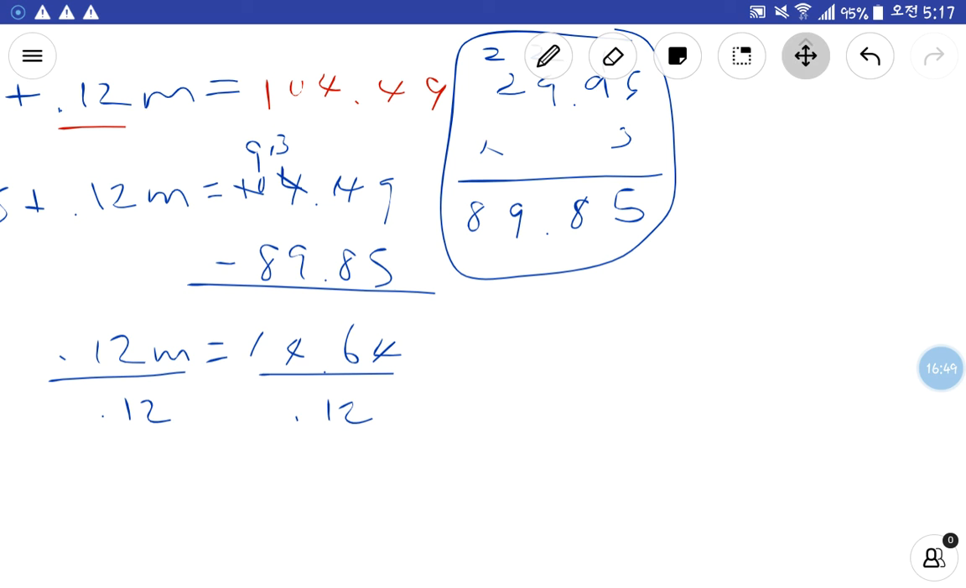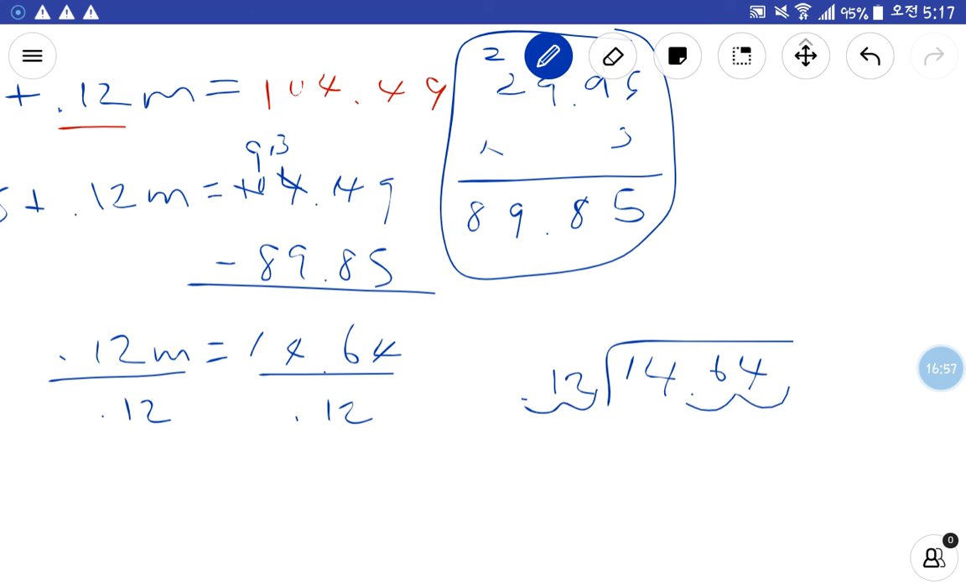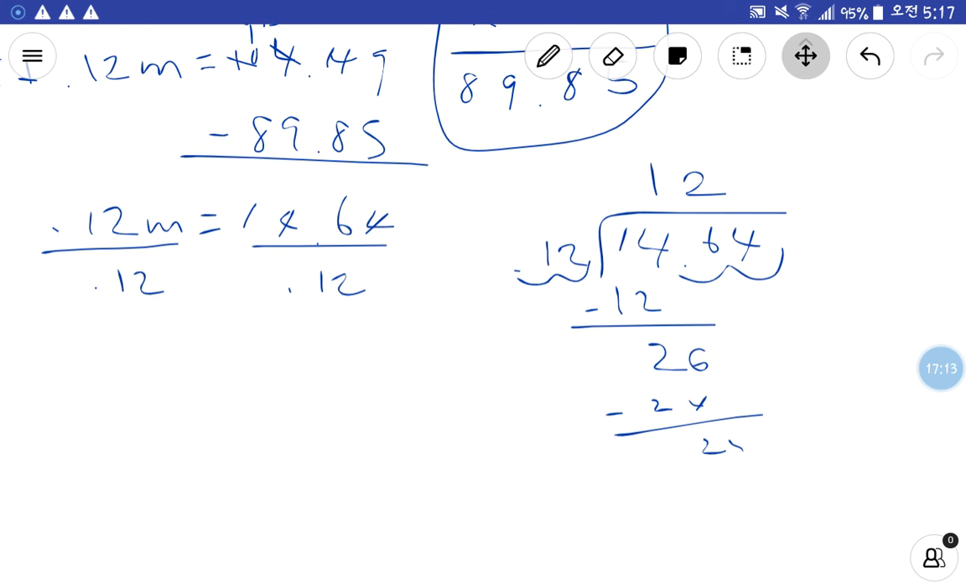Okay, so 14.64 divided by 0.12, as we did already, move the decimal point. 12 can go into 14 one time, and I got 26. Now 12 can go into 26 two times. It will be 24. Now I have 24 here, so you can use 2 again, which is 24 exactly. So my answer would be 122. What does that mean? Mr. Jones drove 122 miles.